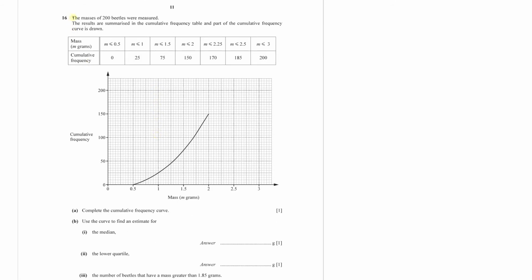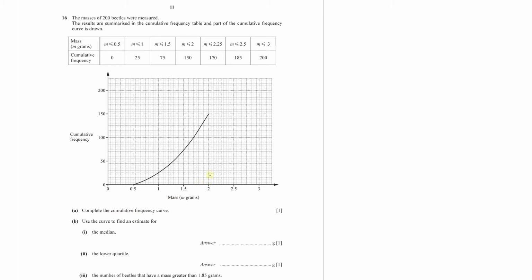Question number 16: the masses of 200 beetles were measured. The results are summarized in the cumulative frequency table and part of the cumulative frequency curve is drawn. So mass less than or equal to 0.5, there were no beetles that weighed less than 0.5 gram. Less than 1 gram, there were 25 beetles and so on. So part A is complete the cumulative frequency curve.